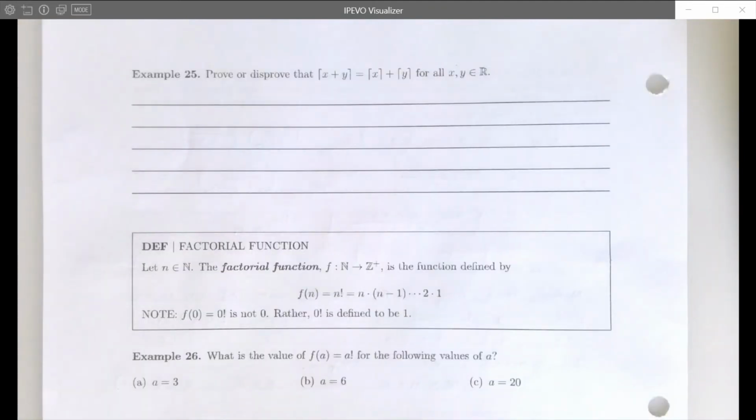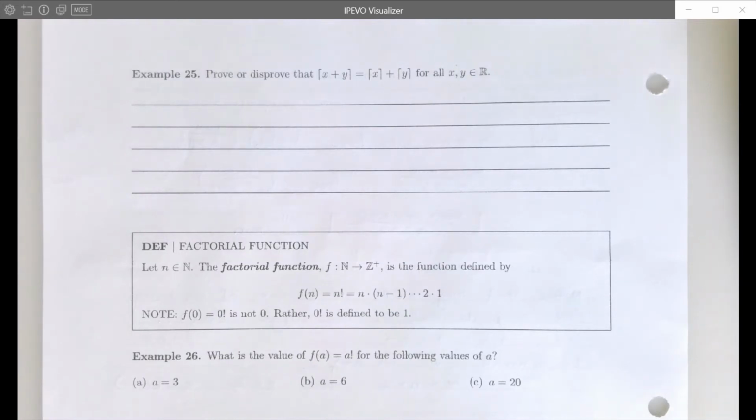All right, example number 25. They're asking us to prove or disprove that the ceiling of x plus y is equal to the ceiling of x plus the ceiling of y, where x and y are any two real numbers. So they don't specify whether this statement is true or false.